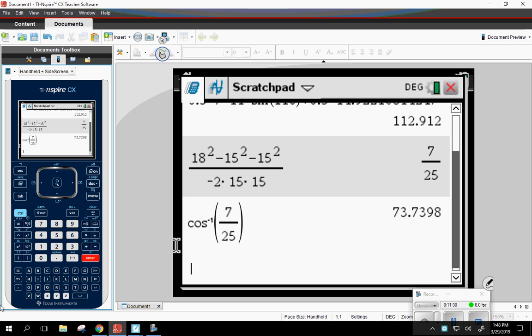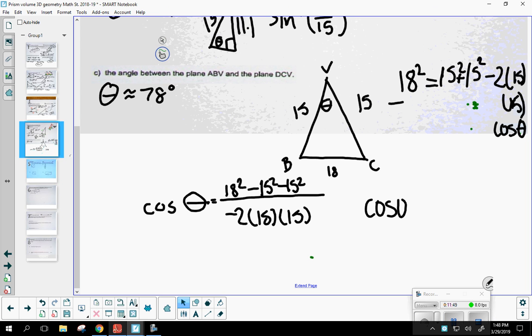Wait a minute. What did we do wrong? I think we took just the normal... Oh, you're right. We should have taken the slant height. That was my fault. So it wouldn't be 15 and 15. Yep, the slant height. I'm sorry. So we want to do the exact same thing, but with 14.3.